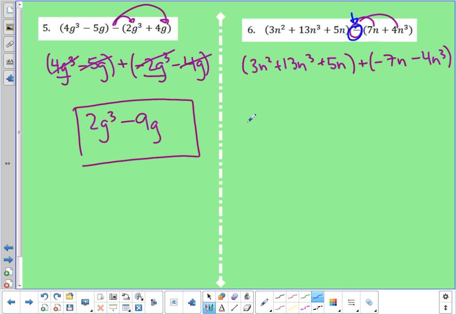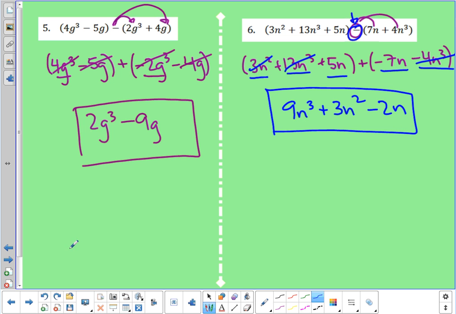So now put my like terms together. Here's my power of 3, here's a power of 3. 13 minus 4 gives me 9. So 9n to the third, those are gone. Then I have this 3n squared and it doesn't have any like terms with it, so I'm just going to write it next by itself. That's gone. Then I have the 2n terms. 5 minus 7 gives me negative 2n, and that is my simplified version.